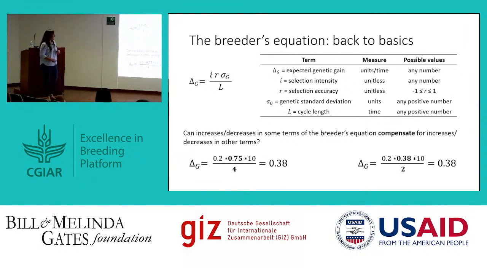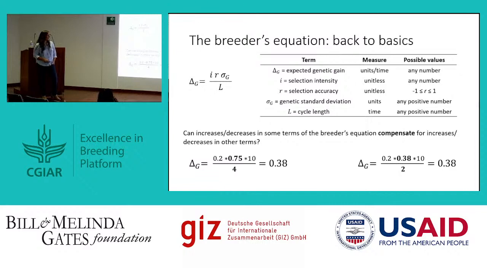All right? So right here, we have expected genetic gain out of a population that, say, has an intensity of 0.2, an accuracy of 0.75, and a genetic standard deviation of 10. And this has a cycle length of 4, okay? So the accuracy is pretty high here, 0.75. The expected gain we would get out of that population is about 0.38.